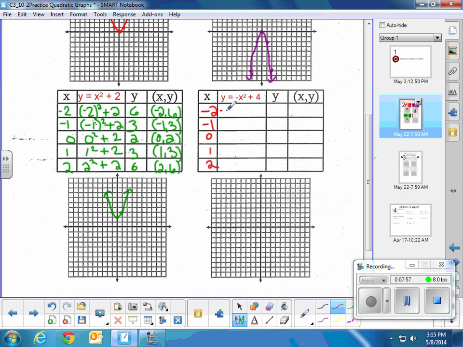Now I want the opposite of negative 2 squared, plus 4. Negative 2 squared is negative 2 times negative 2, which is 4, and the opposite of 4 is negative 4. Negative 4 plus 4 is 0. So the ordered pair is negative 2, 0.